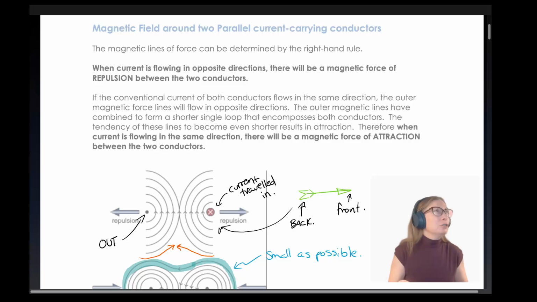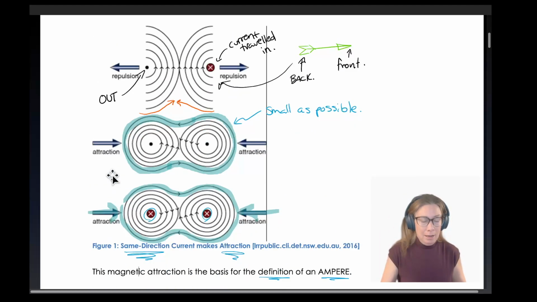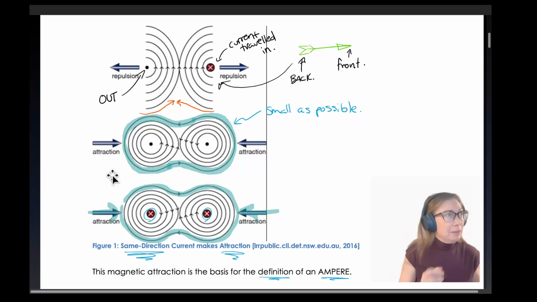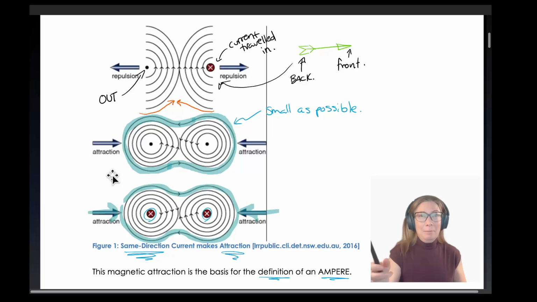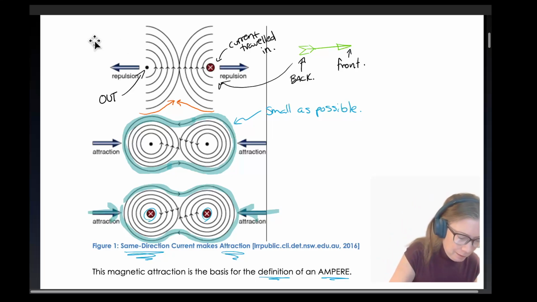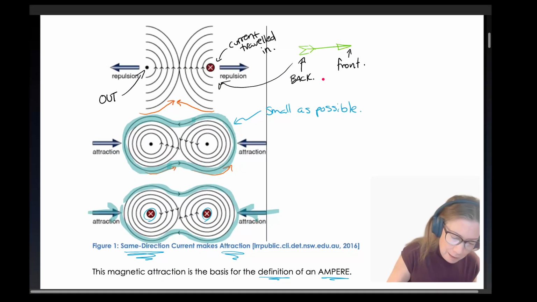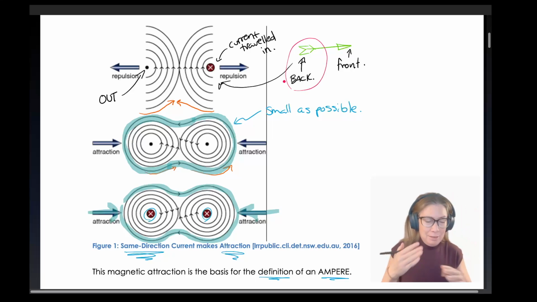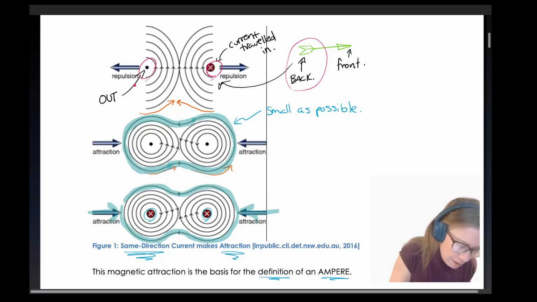Here they are, two parallel current carrying conductors, and the magnetic lines of force on these are determined by the right hand rule. We know that. Remember, the dot means that it's coming out of the page, and the cross is like an arrow. Here's the back of the arrow, and those are the feathers, so it went into the page. So this one's going into the page, and this one's coming out of the page.